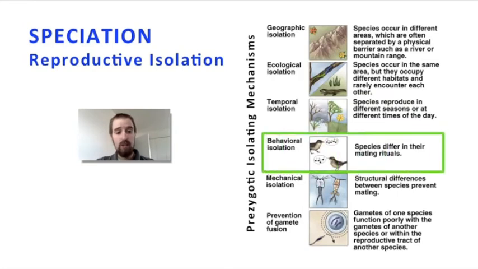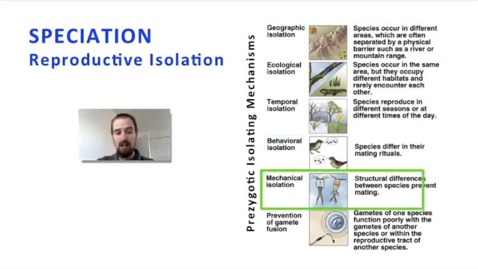Behavioral isolation is when species differ in their mating rituals. For example, birds with different mating calls. If certain females prefer certain calls, while certain other kinds of females prefer the other kind of call, eventually these two populations might diverge from one another. Mechanical isolation is when structural differences prevent mating between certain individuals.